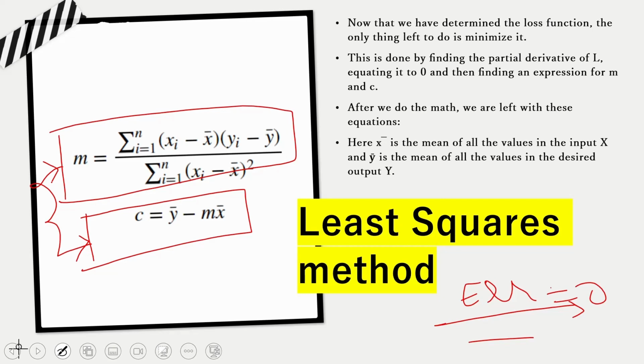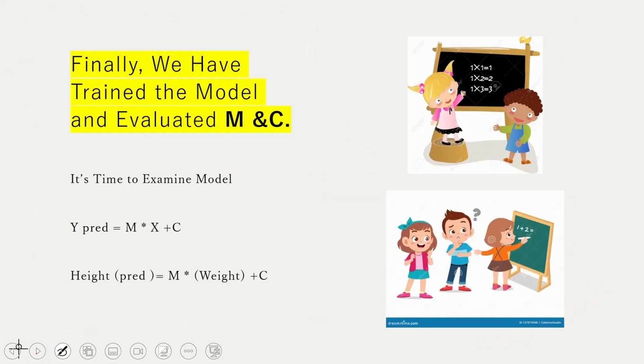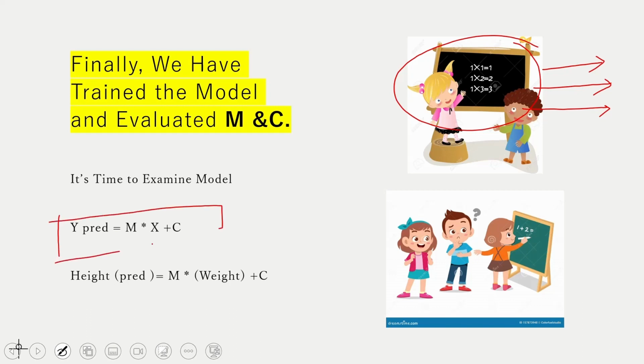By using the OLS method, we are training a model on the data set, and we will find the best M and C values. By using those M and C values, we will finally predict the outcome using the formula y equals mx plus c. So this is all about the OLS method.